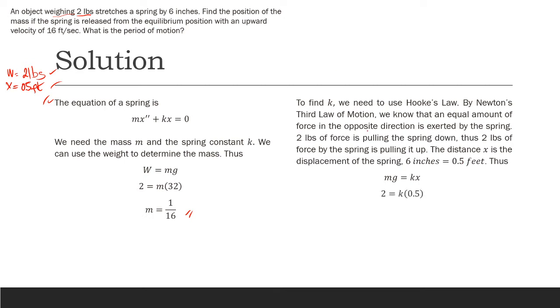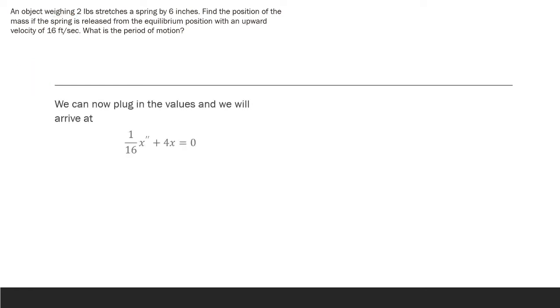Now, substituting that to the equation, mg is equal to weight, that's equal to 2 pounds. Then that is equal to k times your distance or your displacement, x is 0.5. So therefore, ang k natin is 4. Substituting this to your equation, we will arrive at 1 over 16 x double prime plus 4x is equal to 0. Simplify natin. Multiply both sides by 16, we will have x double prime plus 64x is equal to 0. This is now your equation, your differential equation.